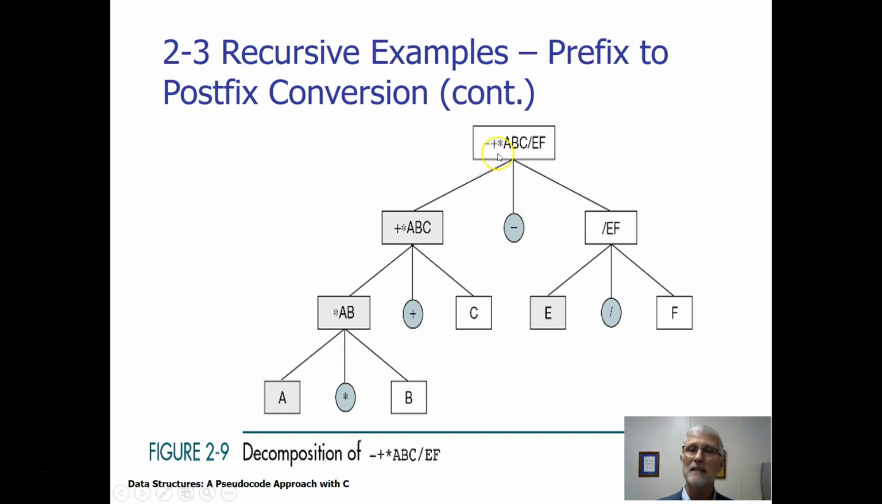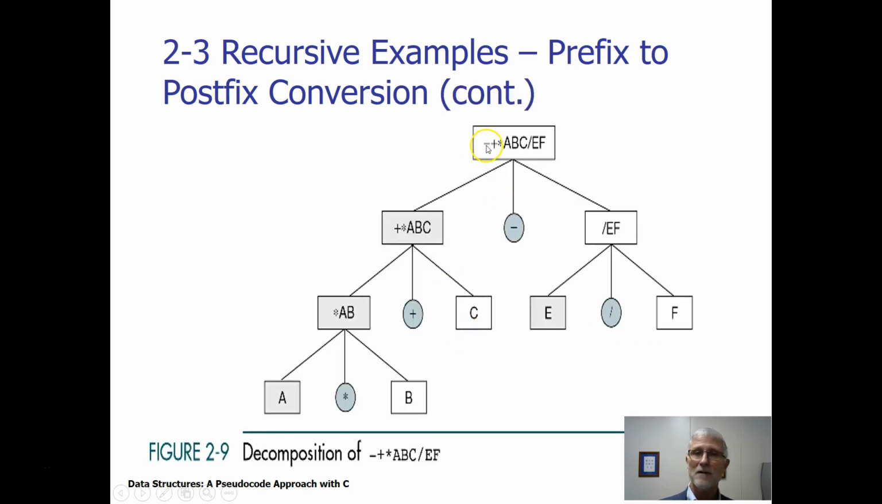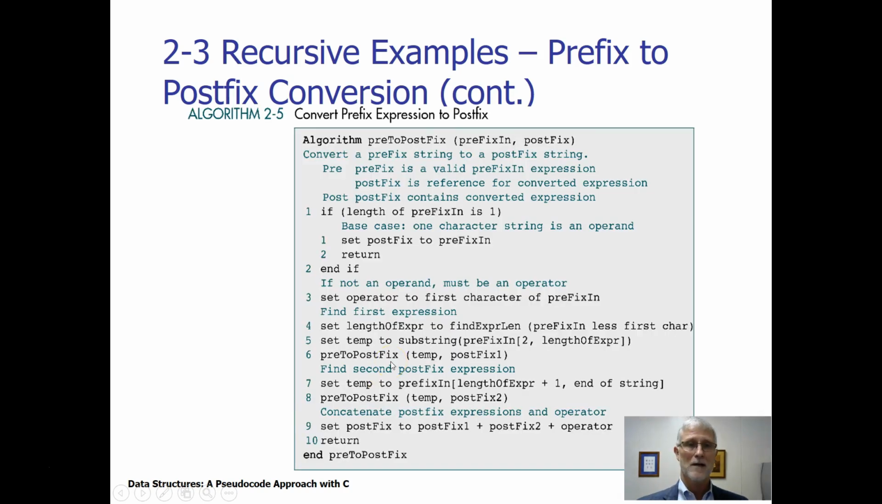So I'm decomposing this because what do I have to do? Because what is prefix? Prefix says operation, then 2 variables. So I've got operation, and then these are my 2 variables, plus ABC divided EF, and you keep breaking it down till you get down to that lowest piece that can't be subdivided or decomposed any further.